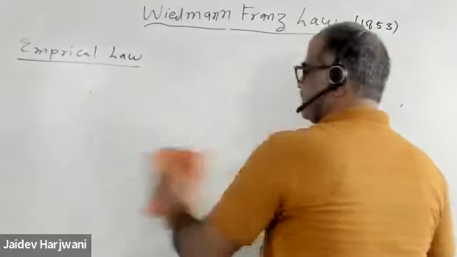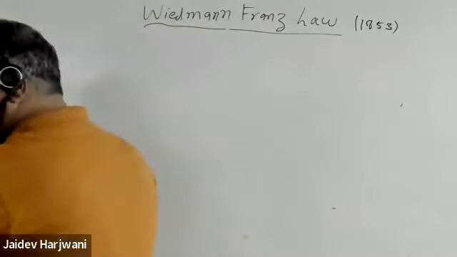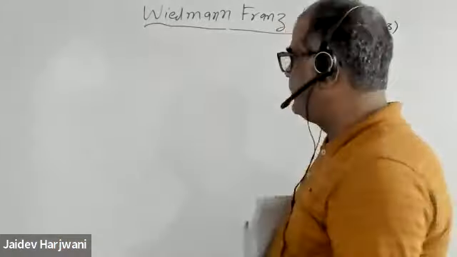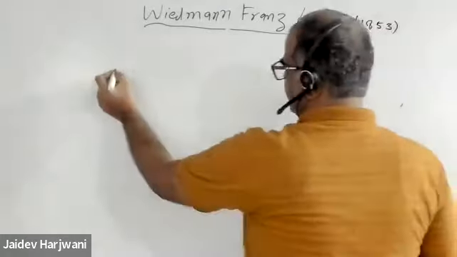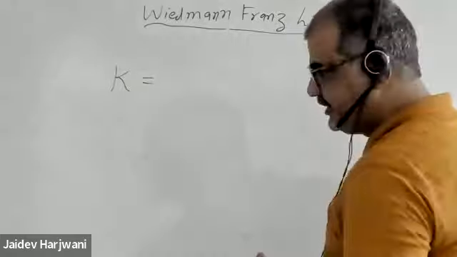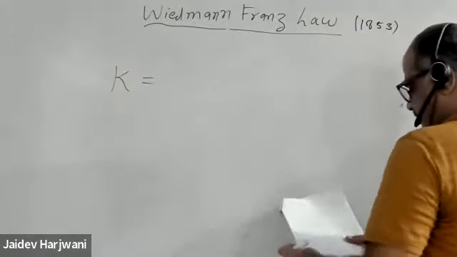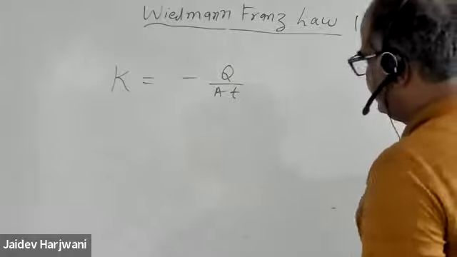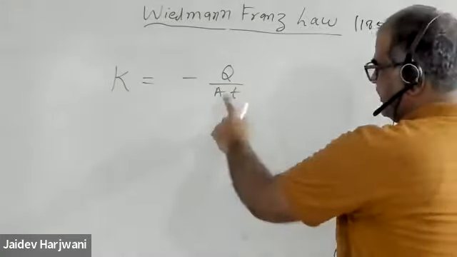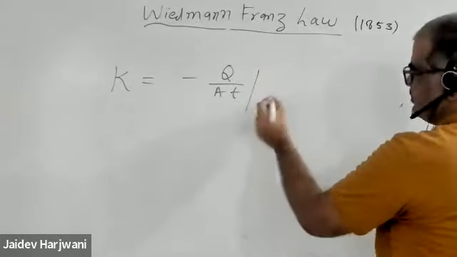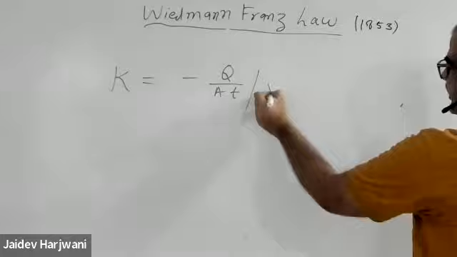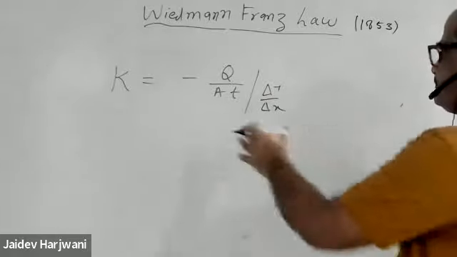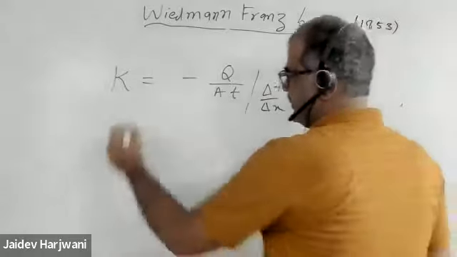Now, first of all, before calculating thermal conductivity, we should know what we mean by thermal conductivity. So let me give the definition of thermal conductivity. Thermal conductivity K is defined by the rate of flow of heat per unit time per unit area, that is Q by A t, and per unit temperature gradient, dT upon dx. So this is the formula for thermal conductivity. This K is your thermal conductivity.